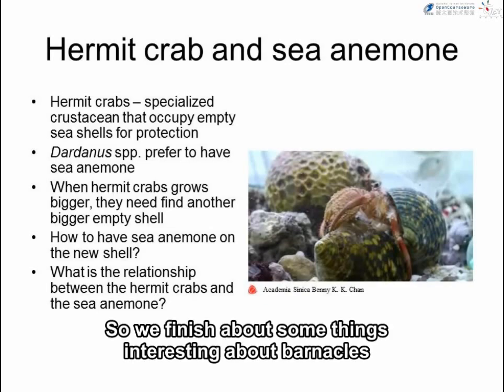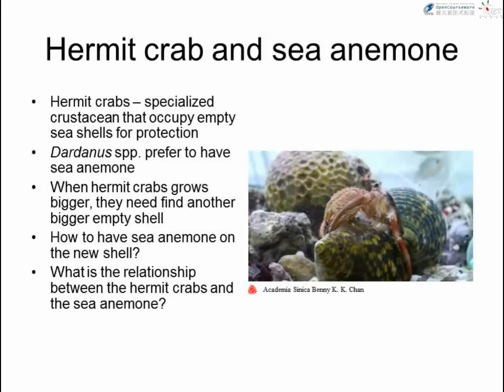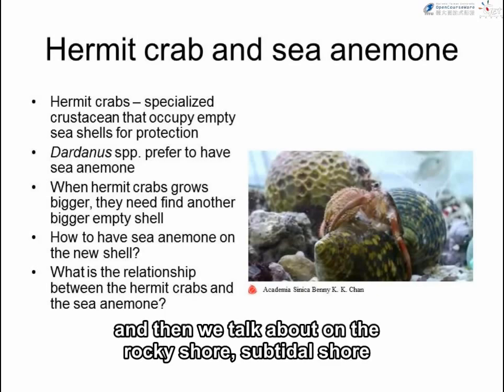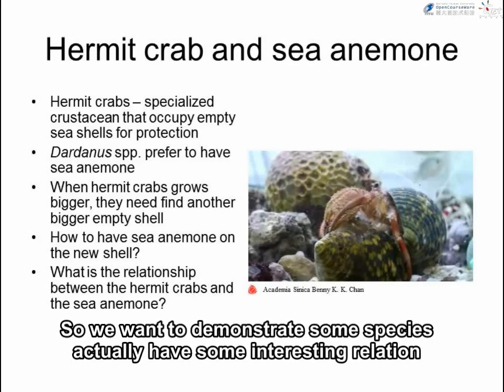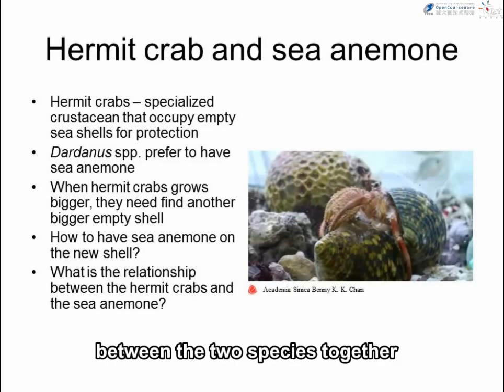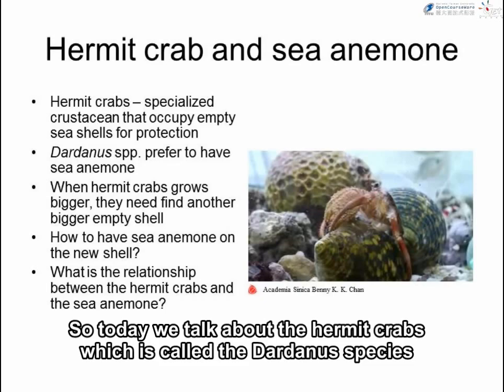So we finished something interesting on barnacles, and then we talk about the subtidal shore, where we have some hermit crabs and sea anemones. We want to demonstrate that some species actually have an interesting relationship between the two species together. So today we talk about the hermit crabs, the species Dardanus.